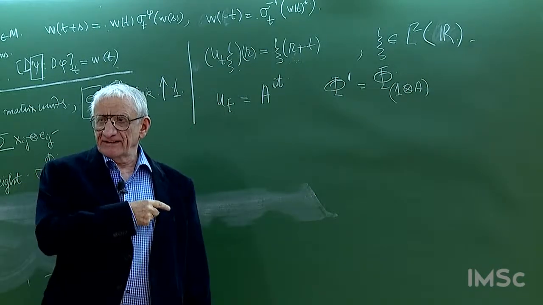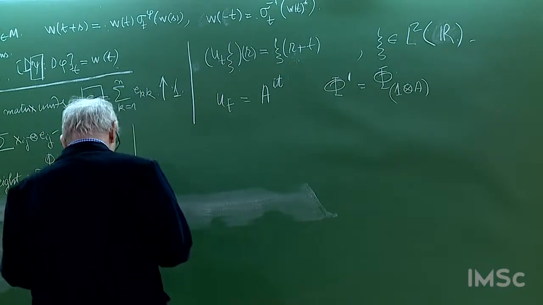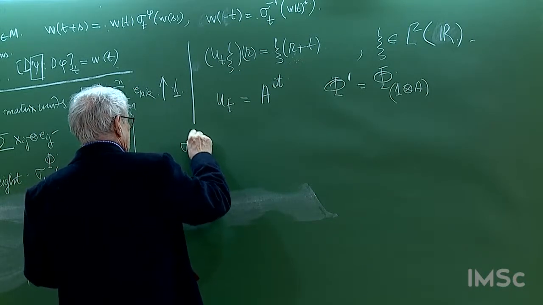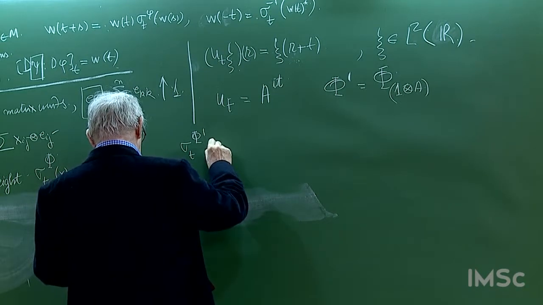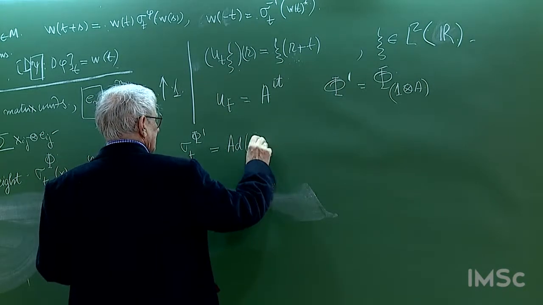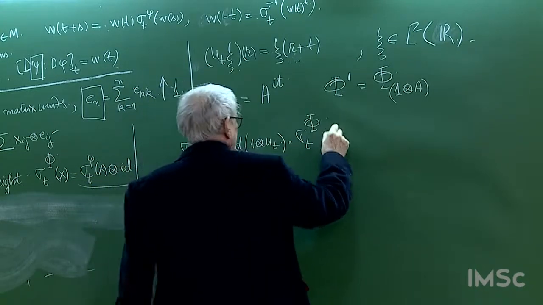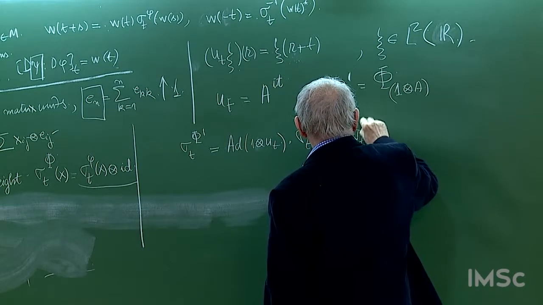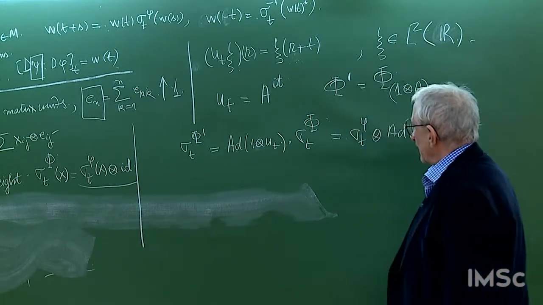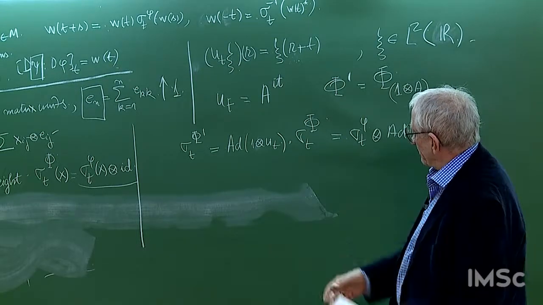The Peterson-Takesaki construction with this analytic generator. What follows then? It follows that sigma t phi prime is equal to add 1 tensor ut times sigma t phi, and that means this is sigma t phi tensor add ut. So we have constructed first the weight capital phi, then capital phi prime.